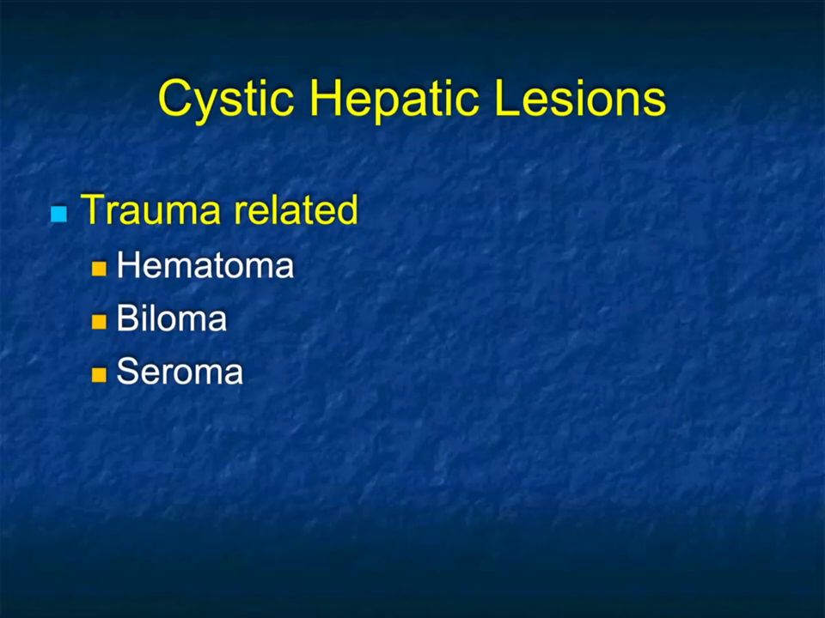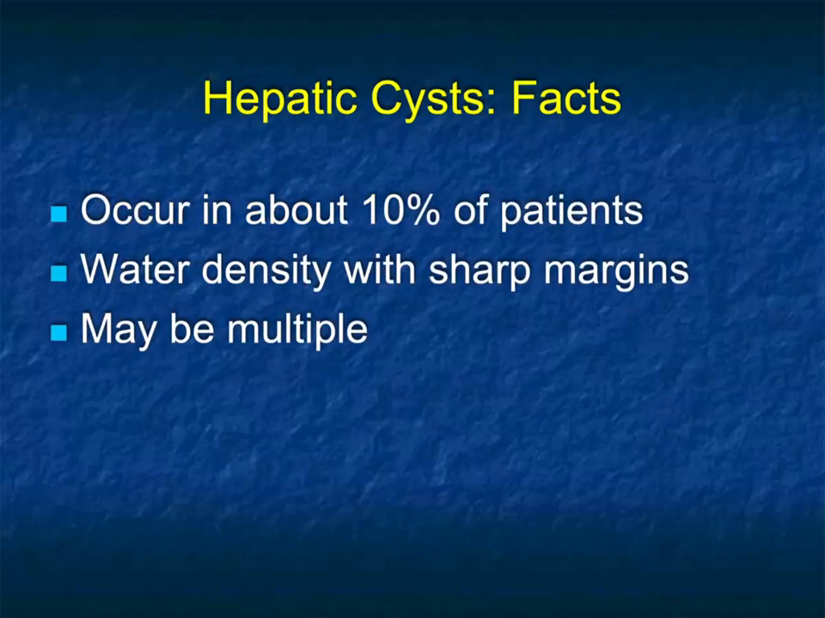We talk about other cystic lesions. It can be trauma-related, like hematoma, myeloma, or seroma. And when I say trauma, I should also put down surgery-related complications post-liver resection: hematoma, myeloma, and seroma.